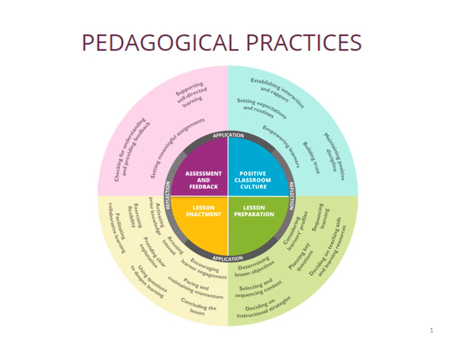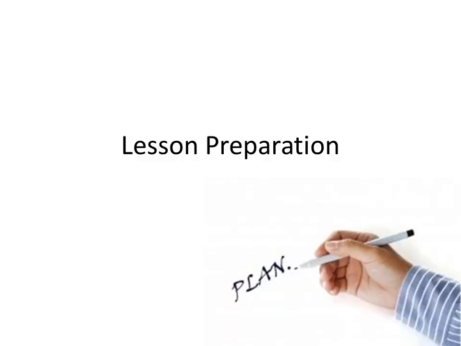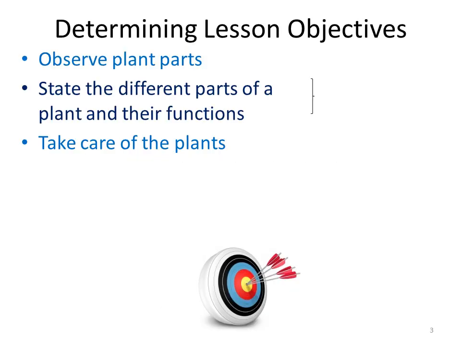Hi, I would like to share with you how to use the 7 teaching areas under the teaching process lesson preparation to plan a science lesson. Let's look at the first teaching area, determining lesson objective. Now, this is a lesson on plant system.